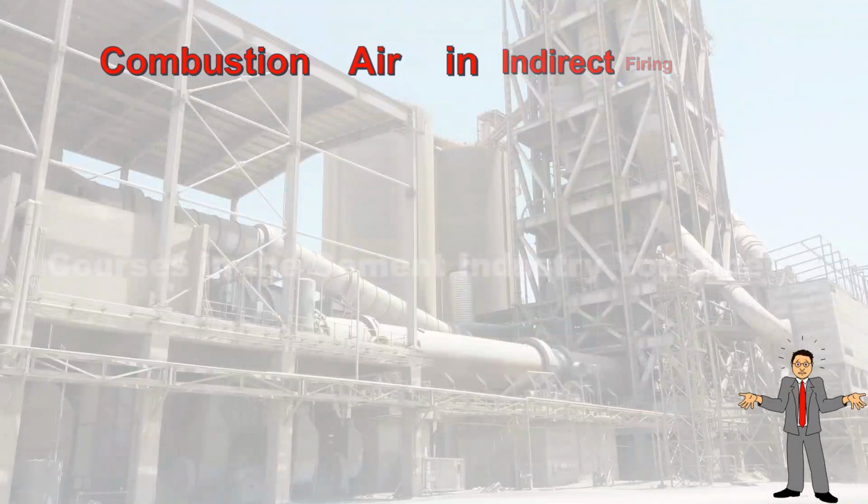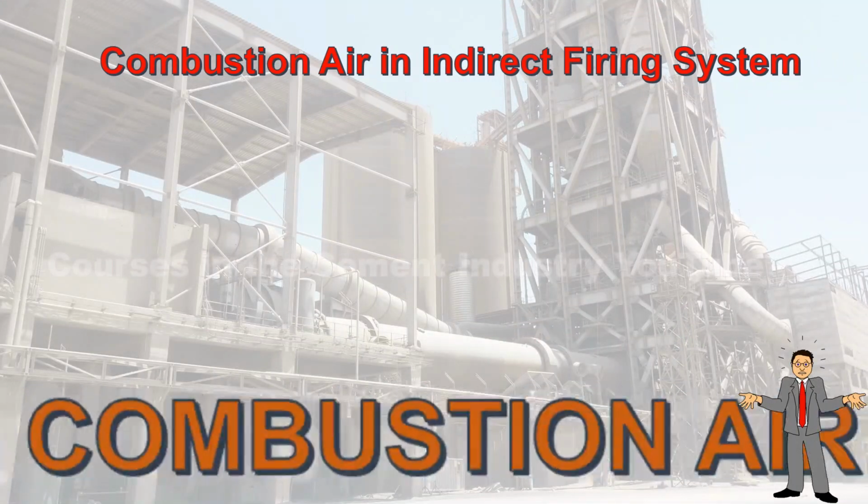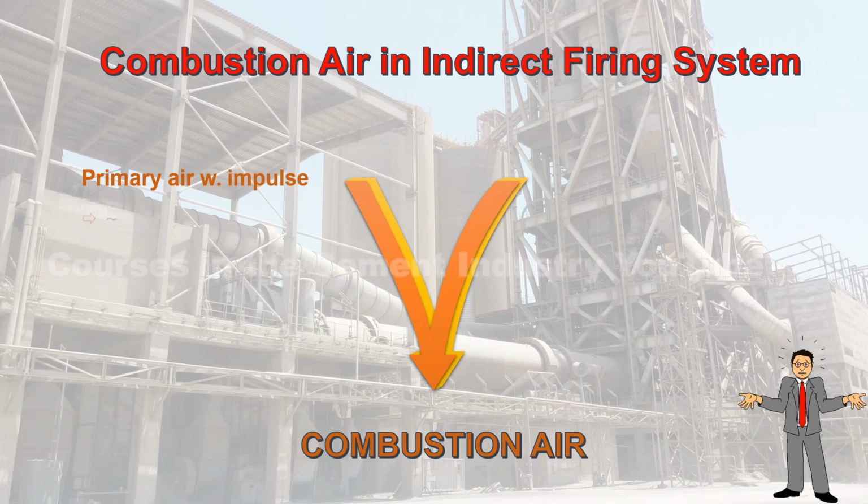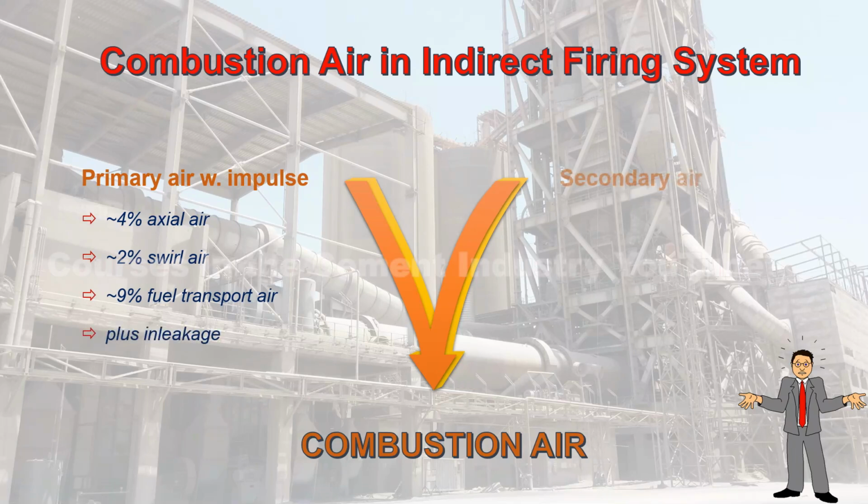Combustion air in indirect firing system. Combustion air consists of: A. Primary air impulse. 1. Almost 4% from axial air. 2. Almost 2% from swirl air. 3. Almost 9% from fuel transport air. 4. Plus in leakage. B. Secondary air. Almost 85% of all air.